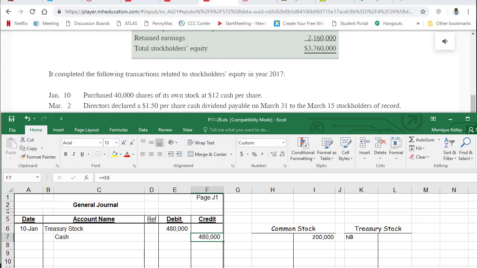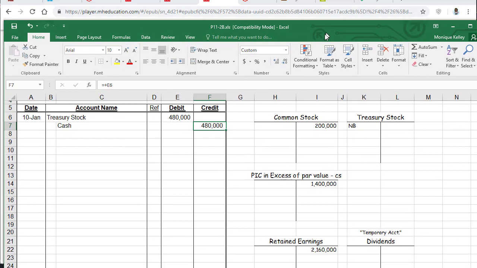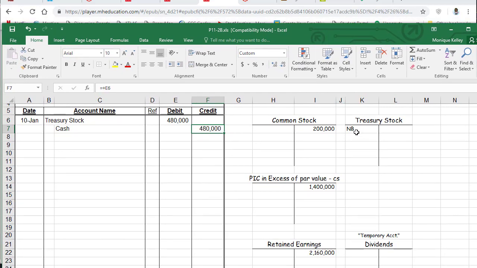So that's our first entry, and then when we post this information to the general ledger, I can pull it up so you can see it better. You'll see right here I have treasury stock. The normal balance for treasury stock is debit. So when we post this, we're going to have 480,000.